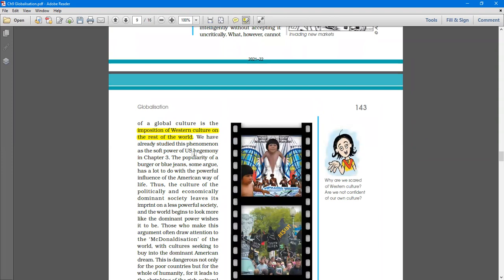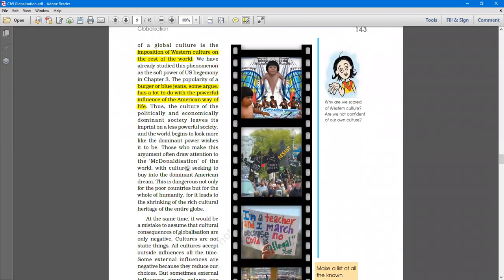We have already studied this phenomenon in our US hegemony chapter, the popularity of burger or blue jeans. Some argue it has a lot to do with the powerful influence of the American way of life. So how the things associated with America have prevailed in the world. Thus the culture of the politically and economically dominant society leaves its imprint on a less powerful society.